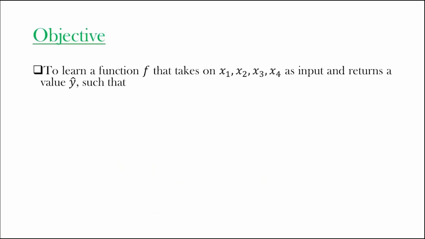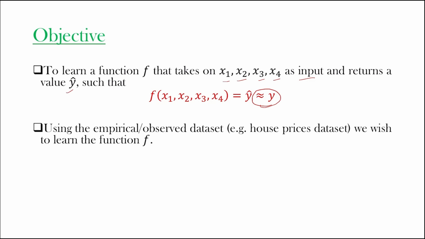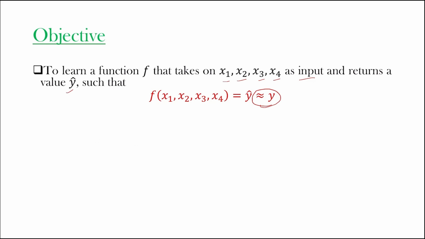So what is our objective? Our objective is to learn a function f that takes on these values x1, x2, x3 and x4 as input and returns a value y hat such that this value is approximately equal to the true value y. So using the empirical, or observed, data set, for example the house price data set that I had, I want to learn this function f.